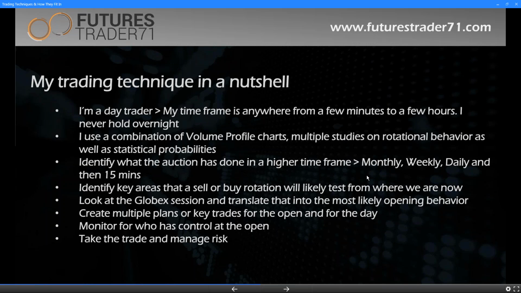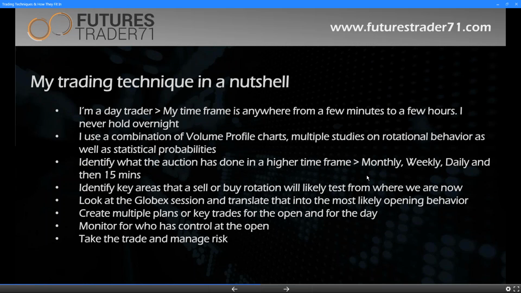I'm looking at the market because why? Because the market is predictable to a small extent, but overall it has its own nature and there's no way for me to control the outcome. So I look at the market as something that is alive and has free will. So I create these multiple plans to cover different scenarios. I let the day open, the pit session open, and I monitor for who is in control.